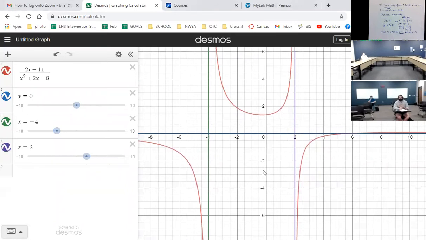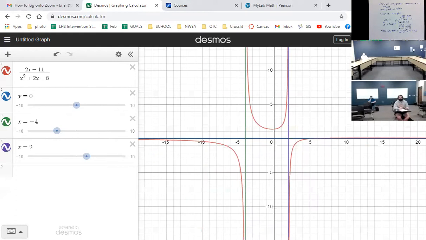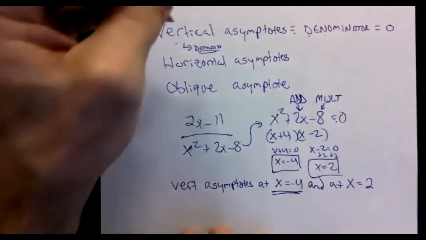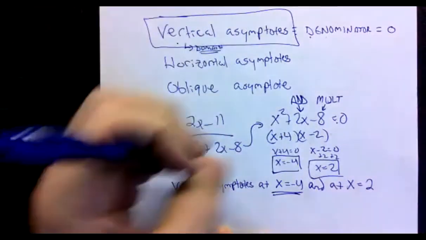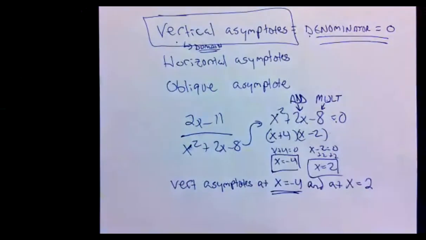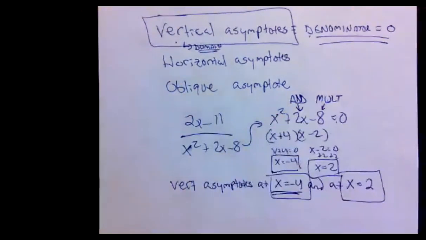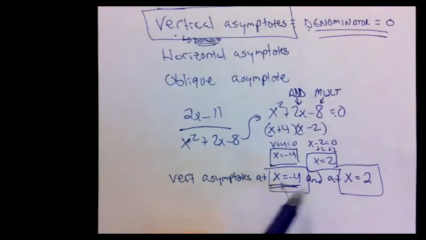I could zoom out. Okay, you can see a better idea of what this curve kind of looks like. And these curves won't ever touch those lines. So that's where my vertical asymptotes are. So again, your vertical asymptotes are anywhere that causes your denominator to be zero. It's pretty much just like what we did for domain, but we don't need that interval notation anymore. These are where my vertical asymptotes occur.